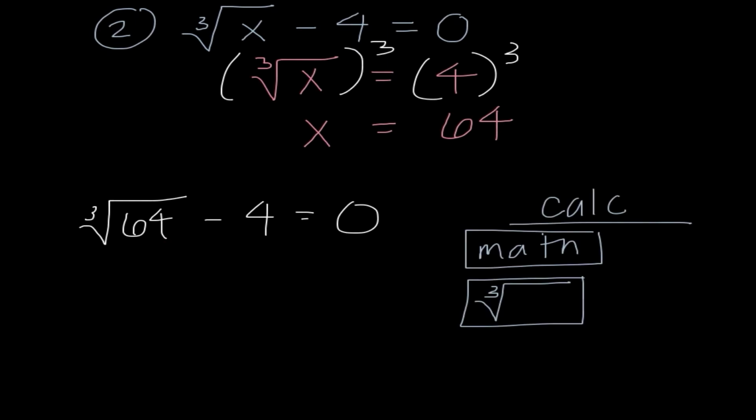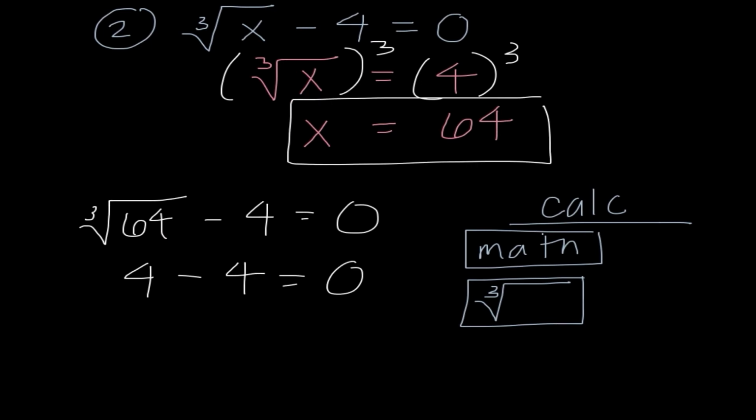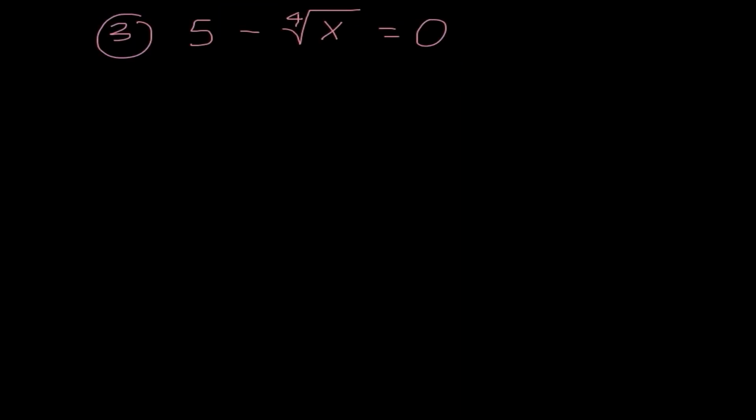And if we use our calculator, if you press the math button, one of the options is a cube root. So I can just go ahead and do that and put 64, and we will find out that that is 4. 4 minus 4 is equal to 0. So x equals 64 is our solution. Number 3 is pretty similar.